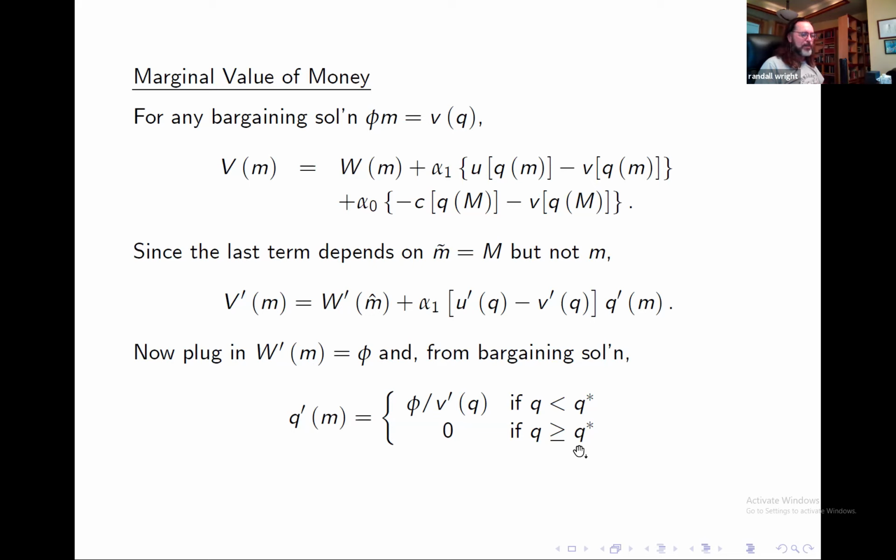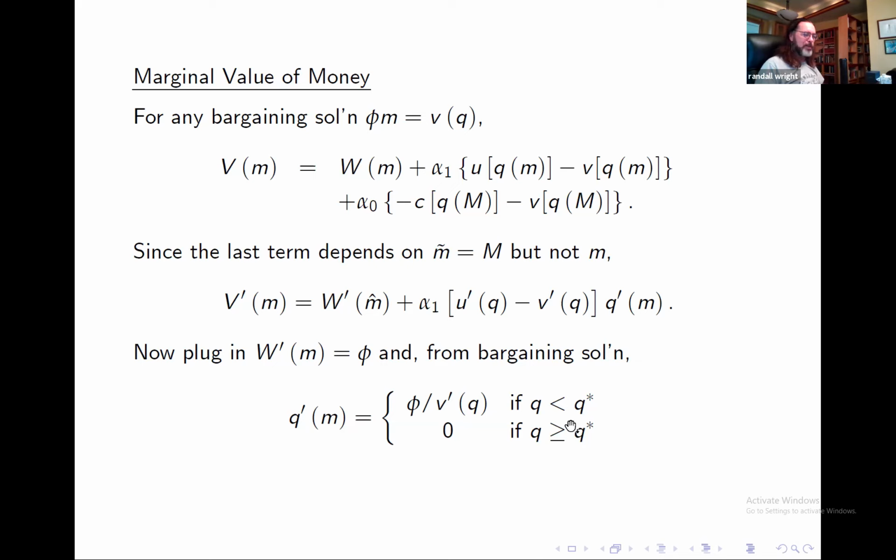If q is bigger than q star, it's not binding, so having more money doesn't help. You're already satiated in liquidity because you can get the efficient quantity, and it's easy to see nobody ever wants to buy more than that. I mean, you'd love to have more than that, but when you and the seller are negotiating, it's not worth it to have a quantity where the marginal cost is above marginal utility.